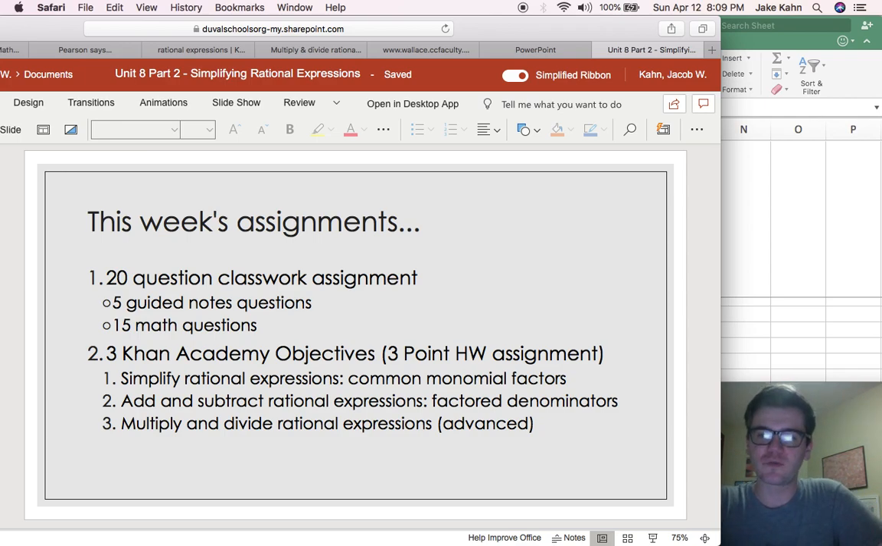This week's assignments, what are you responsible for? First of all, you have a 20-question classwork assignment as usual. There are 5 guided notes questions and 15 math questions. And then there are 3 Khan Academy objectives due on Friday night. So it's a 3-point homework assignment in the gradebook. You have simplify rational expressions, add and subtract rational expressions, and multiply and divide rational expressions. Those are the objectives that are due on Khan Academy. All of them are worth 1 point in the gradebook for a total of 3.